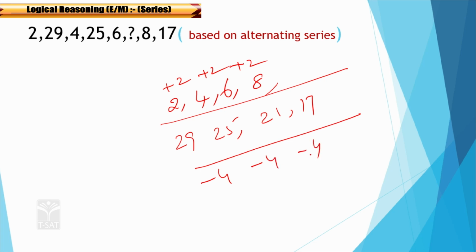So what is the required answer now? 21 is the required answer. This is called alternate series. Means there is a combination of 2 series here. One is increasing by 2 units, the other one is decreasing by 4 units. Both are mixed here. This is called alternating series. This is very important. You have to observe the series very carefully.